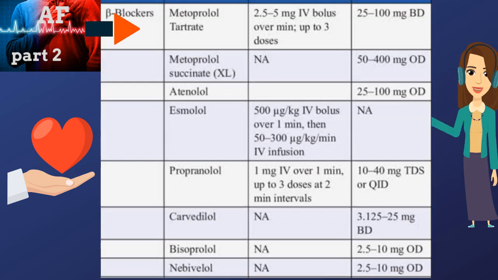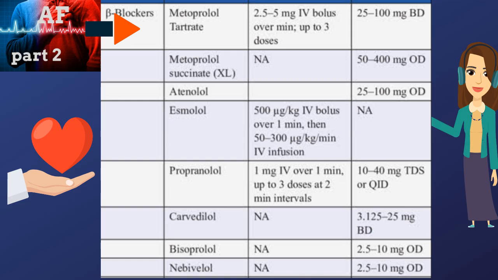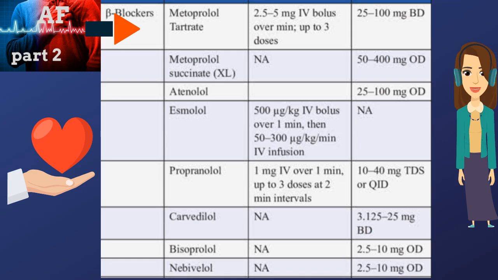Beta blocker first: metoprolol intravenous bolus 2.5 to 5 milligram over 2 minutes. Repeat every 5 minutes up to total 15 milligram as needed. Second is propranolol 1 milligram IV over 1 minute. Then at 2-minute intervals you can repeat up to 3 doses.